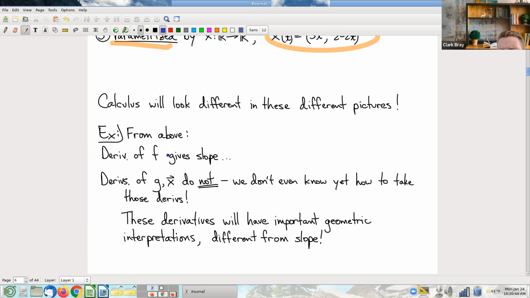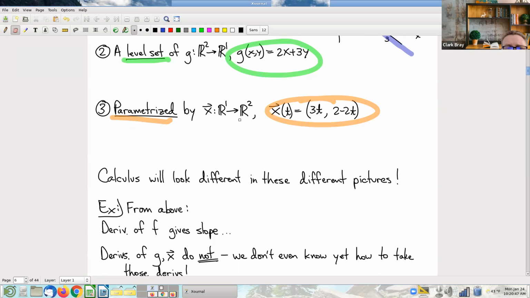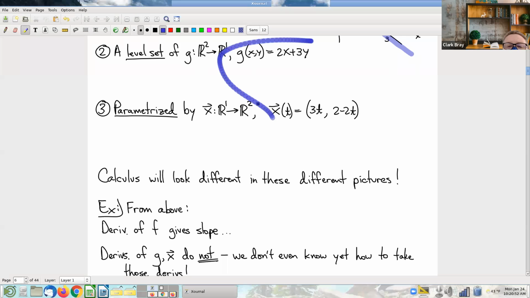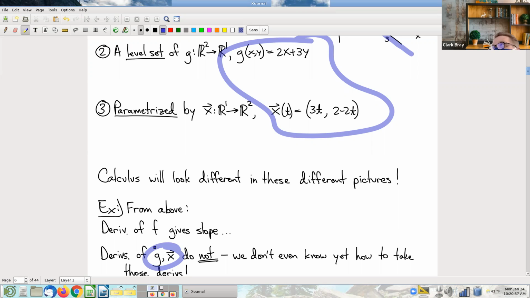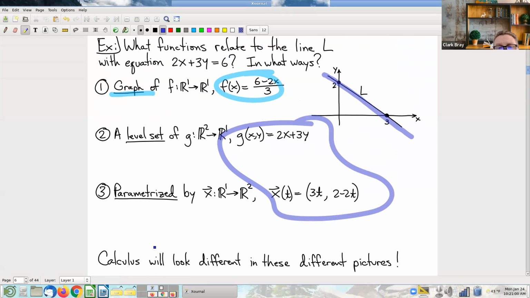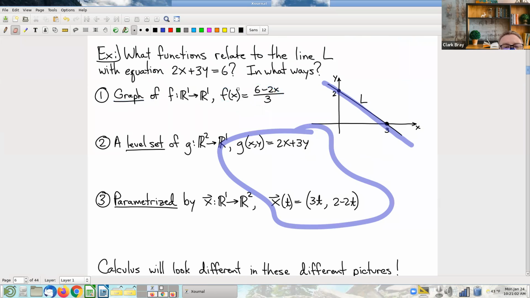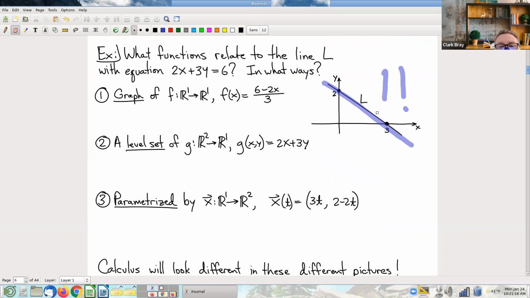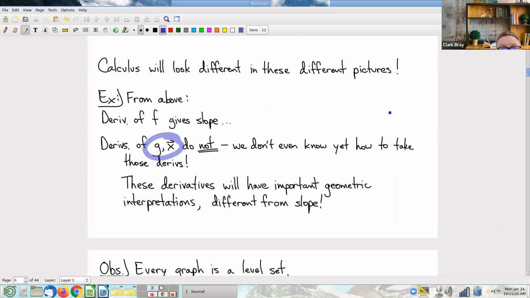So you take these functions here, g and x. Come on, erase. There we go. These 2 functions here. What are their derivatives? Well, it turns out that even though we don't know what the derivatives are yet, we absolutely can talk about derivatives of these functions. They do say something important about this picture, and it absolutely is not the slope. So there's a whole new calculus that we're going to discover for these constructions. Okay. I think, yes, question.